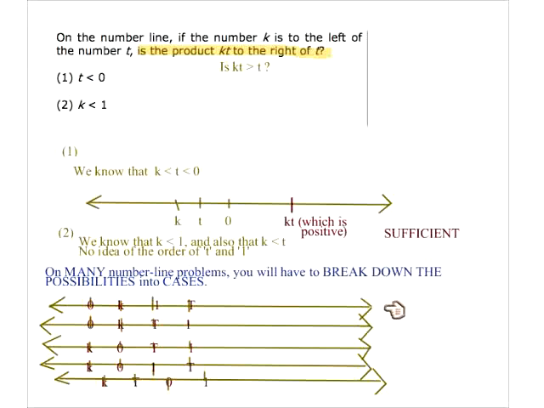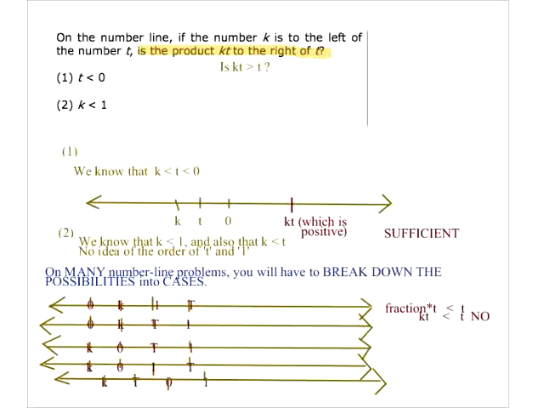In this case, you can plug numbers if you need to, but k is a fraction, so kt will be less than t because it's a fraction times t. A fraction times t is going to be less than t. So kt is less than t. That's a no to the question.